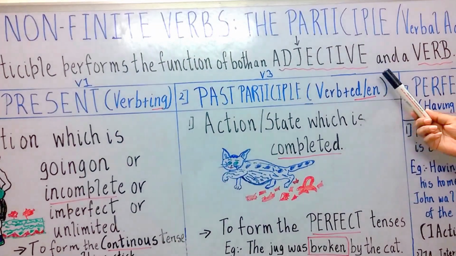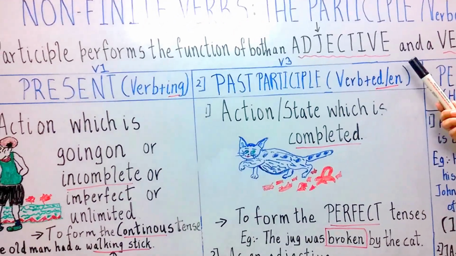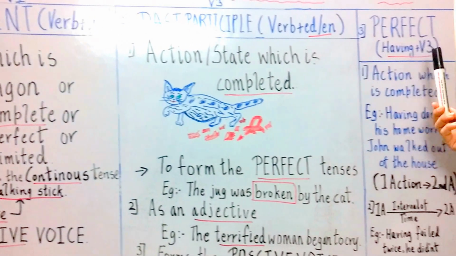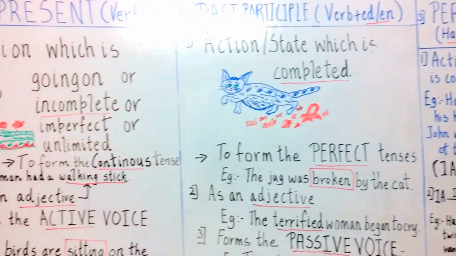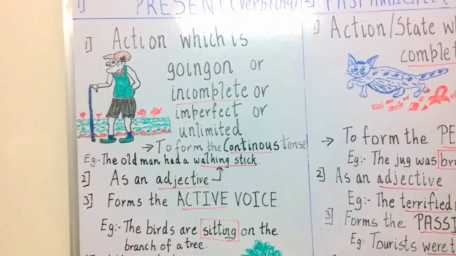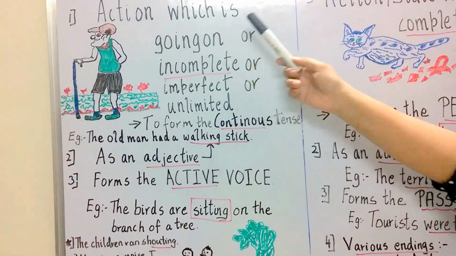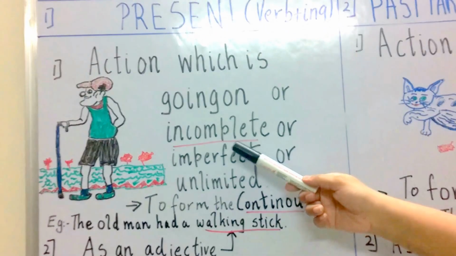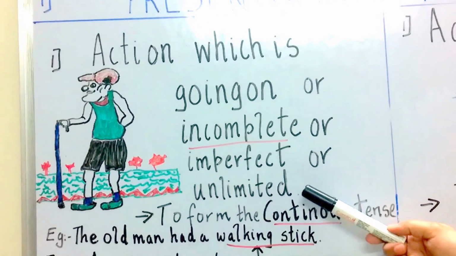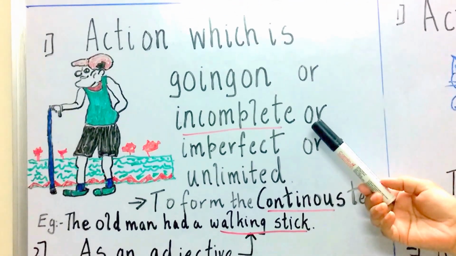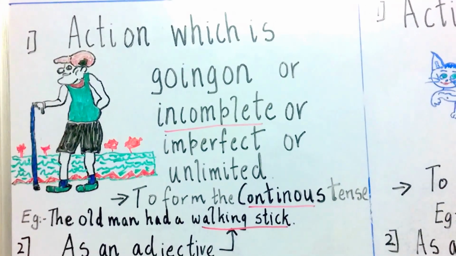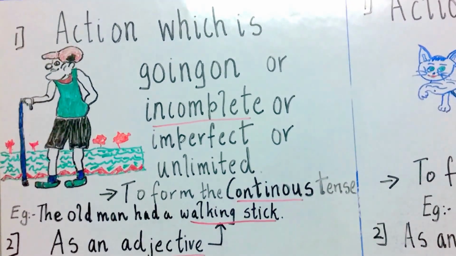Now let us see the three forms of participle: the present participle, the past participle and the perfect participle. Now let us go to the first one, that is the present participle. A present participle shows an action which is going on, or incomplete, or imperfect, or unlimited. The action is incomplete. For example, I say, the old man was walking.